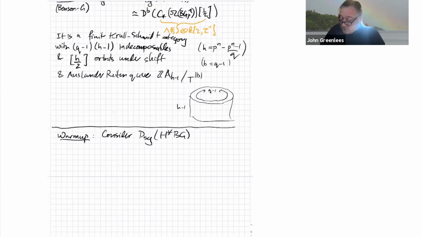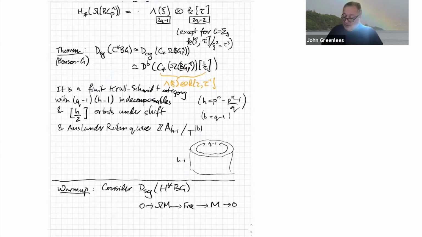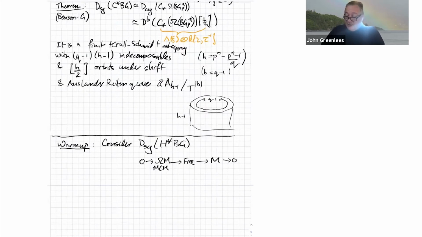So for any module, which I'll call M, I can map onto it with a free module, and then the kernel is usually called omega M, and because it's a submodule of the free module, the action of the polynomial generator X is injective. So this is Cohen-Macaulay. It's a maximal Cohen-Macaulay module, and these have been classified.